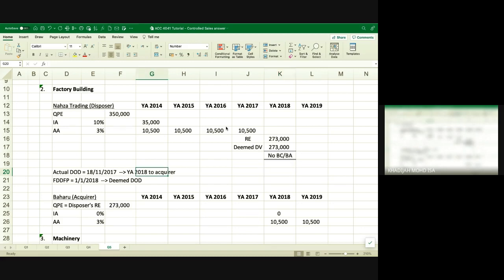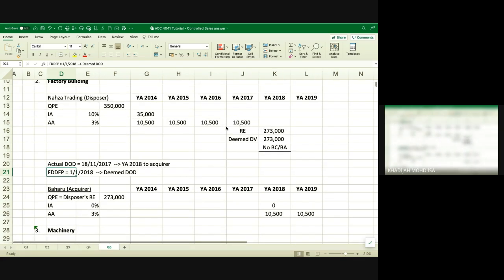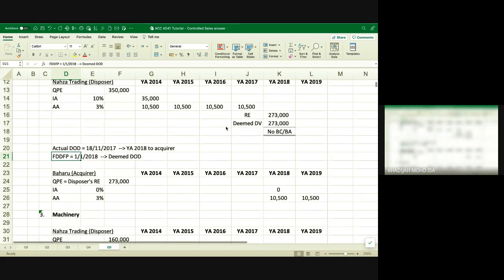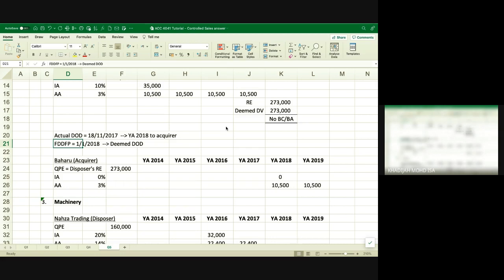Actual date of disposal is 18th of November, and this one is YA 2018 for the acquirer. Therefore, YA 2018 is the year that the acquirer will claim. The disposer cannot claim in YA 2018. So that is the summary. You look at the date of disposal. What is the YA for that disposal date to the acquirer? That would be the year that the acquirer claims. If it is before that, the disposer will claim, unless we have special circumstances where, you have to check whether the disposer has acquired. Example, question number 4, whether the date of disposal is when you have actually purchased the asset.